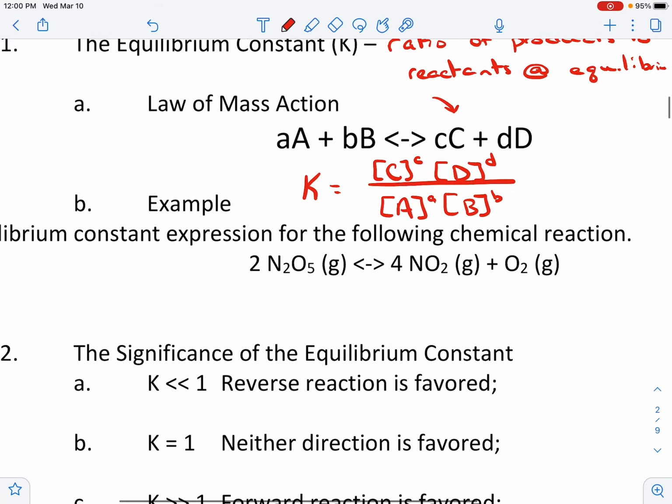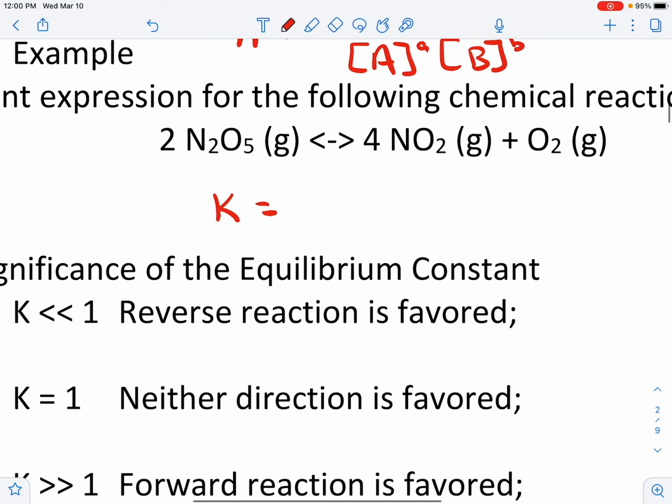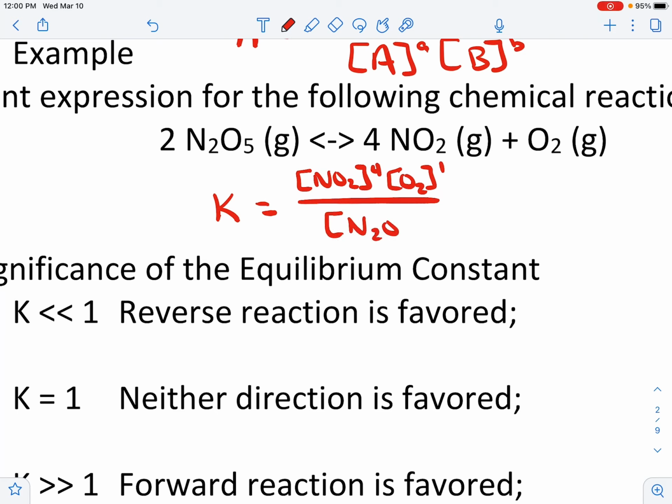So what we're going to do is write the equilibrium constant expression for this example. So let's see if we can put that into play. Again, we start with K, and we're going to say products over reactants. So we've got K, and then we have NO2 raised to the fourth, and then O2 raised to the first, or we could just leave it like that. And then we have N2O5 raised to the second power, or squared. All right, pretty simple there.